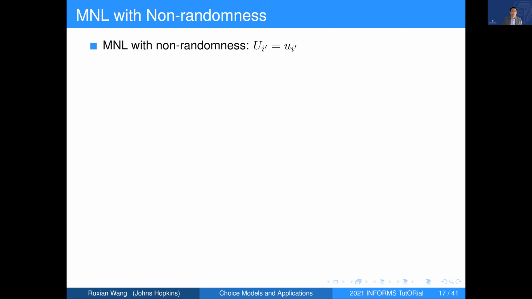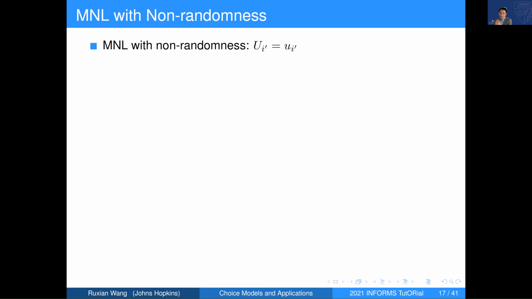Here we want to go further a little bit. This one is slightly different from the MNL. Here we call it MNL with a non-randomness. In the standard MNL choice model, we know the product utility has two parts: the nominal utility that is deterministic, and the random utility that is IID Gumbel random variable.